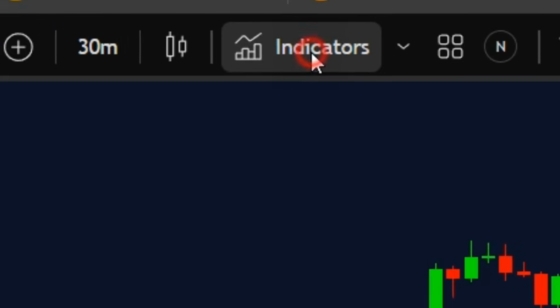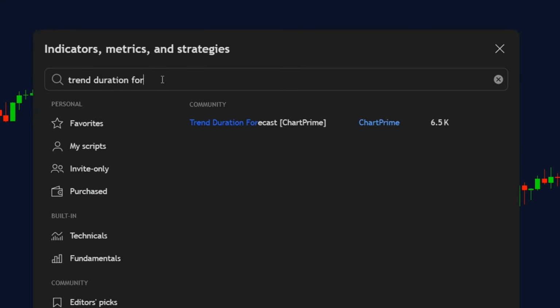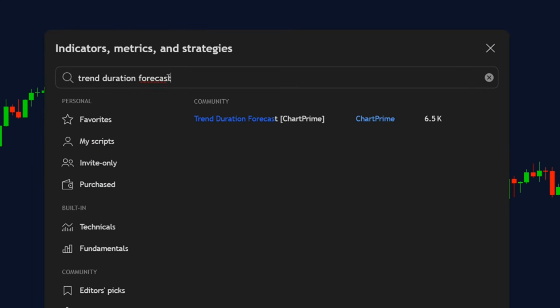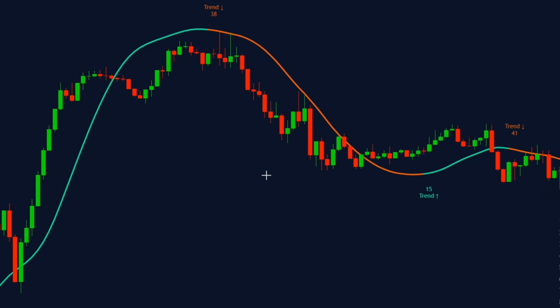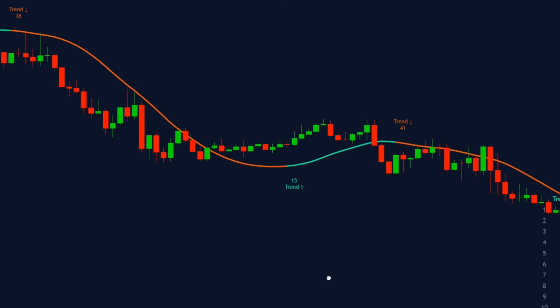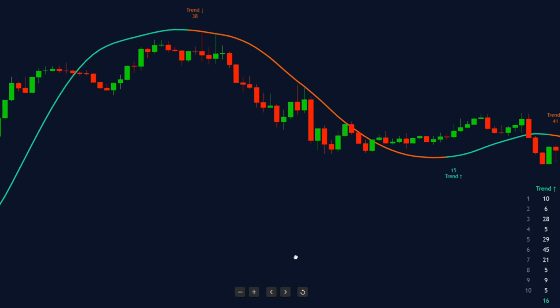Navigate to the indicators window and search for Trend Duration Forecast by the author TradingView. Go ahead and add it to your chart. It is an open source script, which is excellent because it means you can review the underlying code and logic on its page at any time if you are technically inclined.